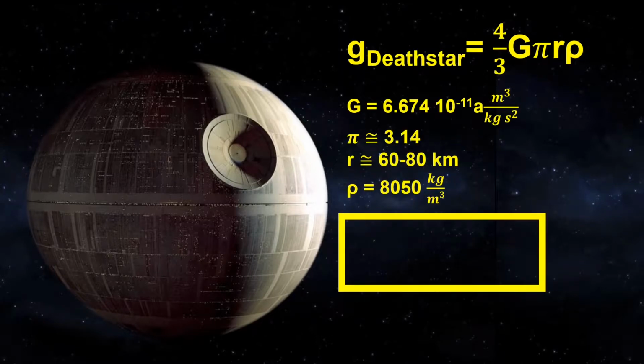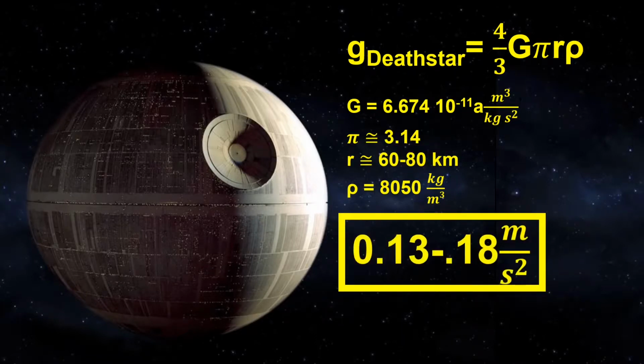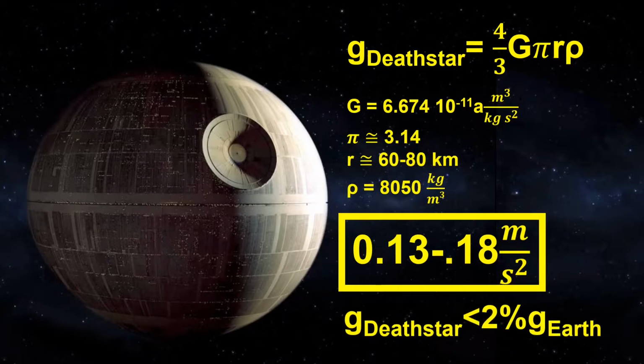We now have our gravity formula for the Death Star and estimates for all of the necessary components. Therefore, gravity on the surface of the Death Star is about 0.13 to 0.18 meters per second squared. That's roughly 2% or less of Earth's gravity.